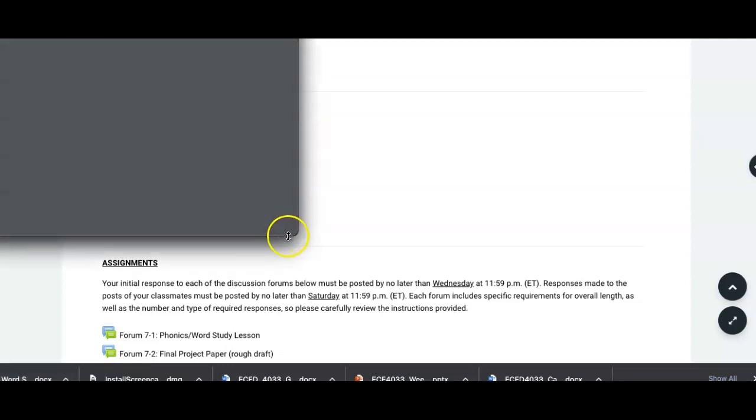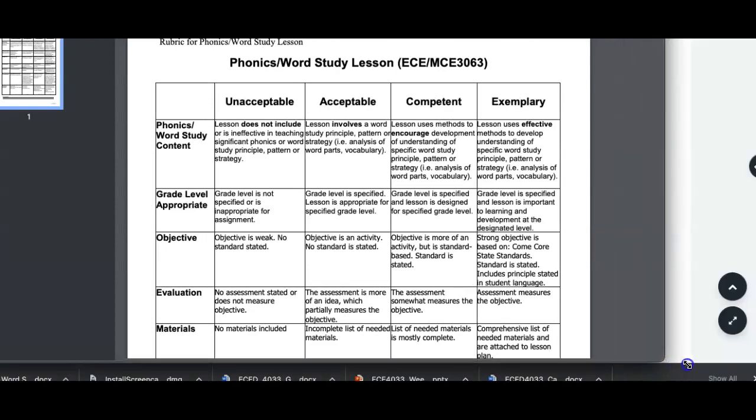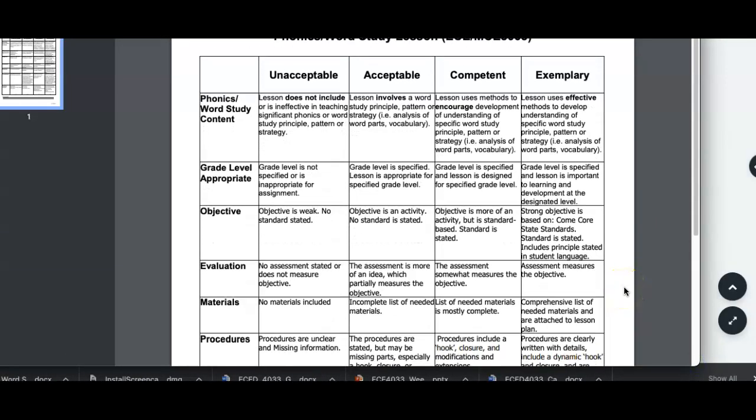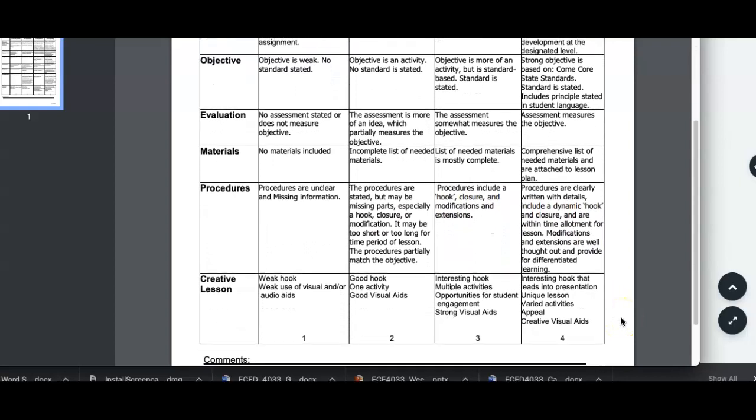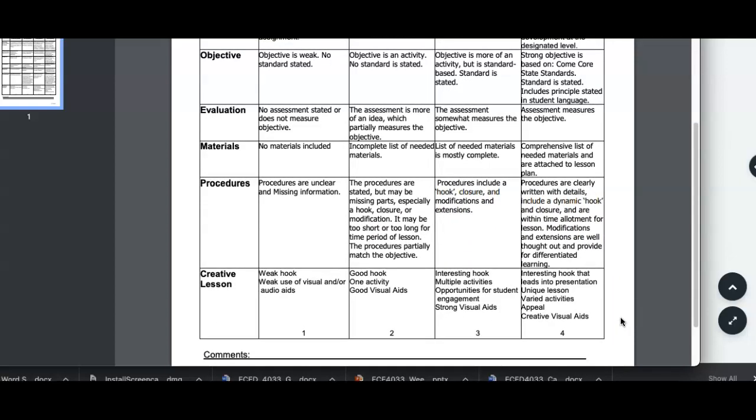Here's the rubric. Please make sure that you look at the exemplary column for each element of the rubric. Please do not have a worksheet for your lesson plan. It needs to be an activity where they are manipulating things.